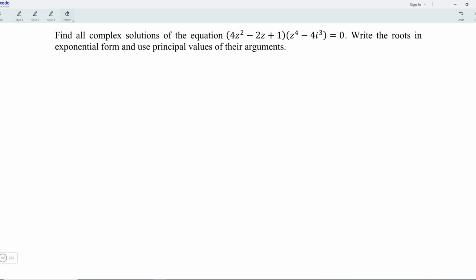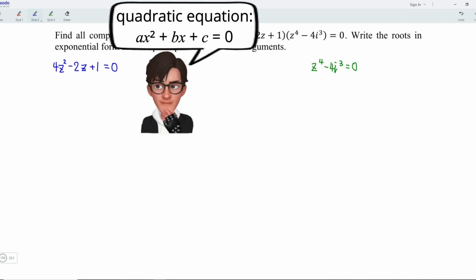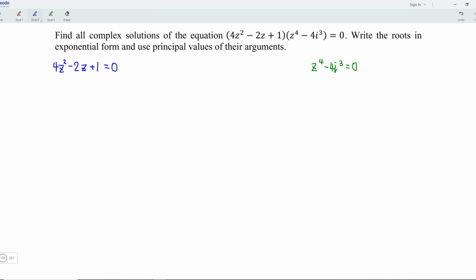Today we'd like to share how to solve this complex equation. Based on the equation, we should have 4z squared minus 2z plus 1 is equal to 0, or z to the power 4 minus 4i cubed is equal to 0. Let's solve for the first equation. Since it is in the form of a quadratic equation, let's apply the quadratic formula.